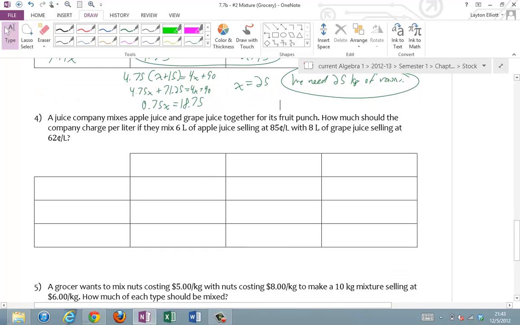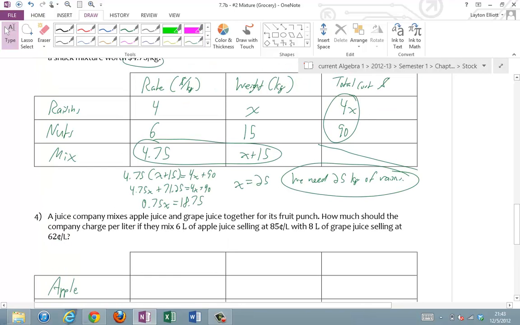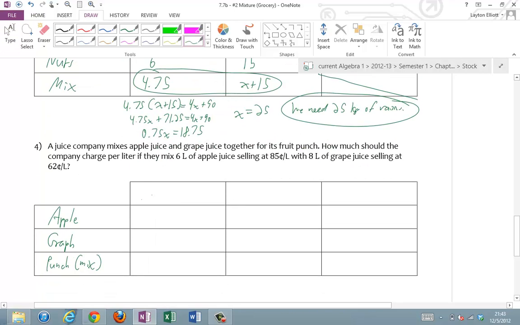Talk about juice. A juice company mixes apple juice and grape juice together for its fruit punch. We can put apple, grape, and the punch, which we can call just a mix. Okay, we have a rate. The rate this time is more like a cost per. This would tell you what it is.